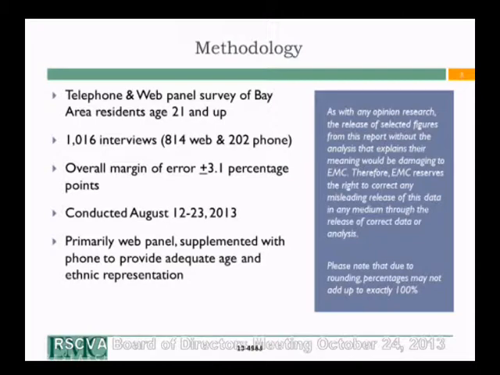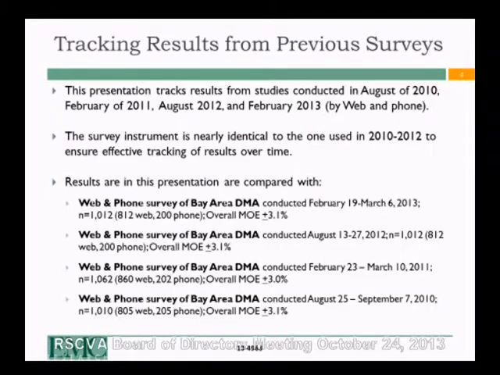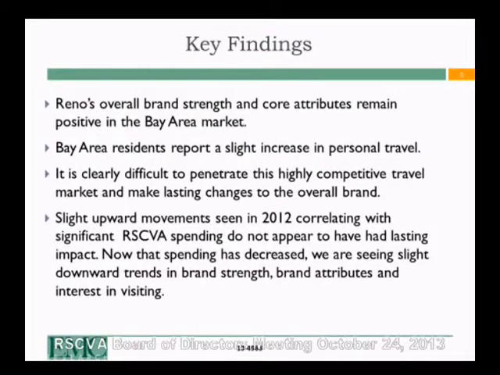Just to go back a little bit, this is a survey that we do. It's a phone and web combined. We do about 1,000 interviews total in the combined 9-county Bay Area market. And we've been doing this over time. So what we found here, and we'll take you through the numbers, is that Reno's overall brand strength and the core attributes remain very positive in the Bay Area market. So overall, the Bay Area has a fairly positive opinion of the Reno brand.